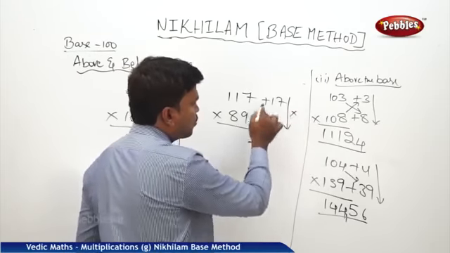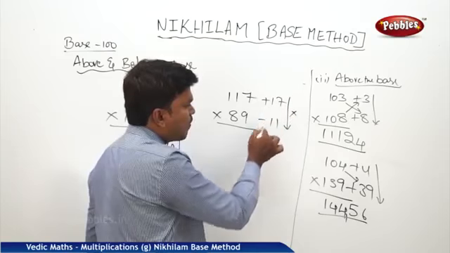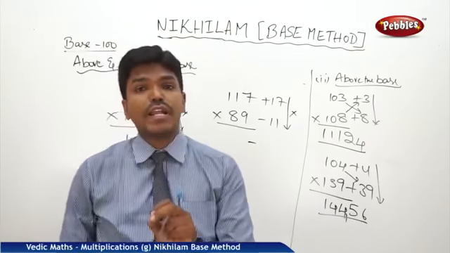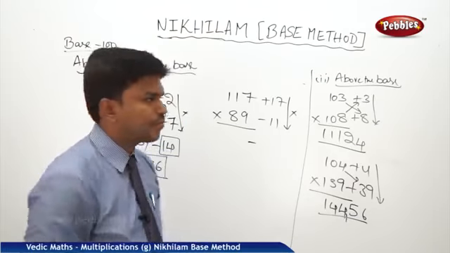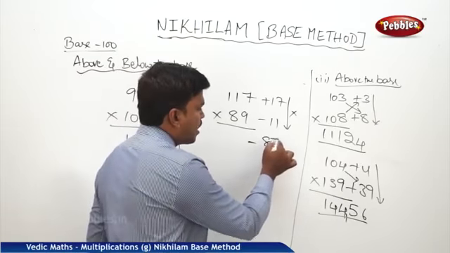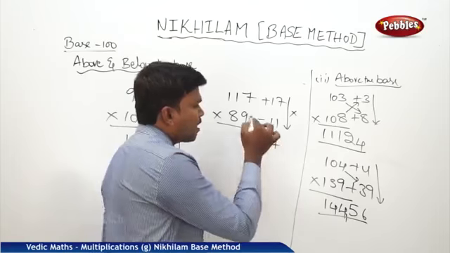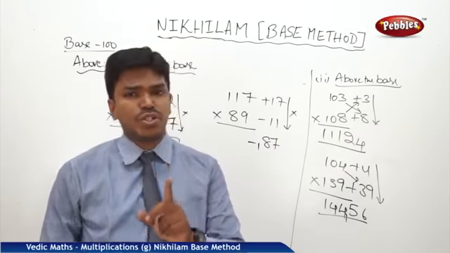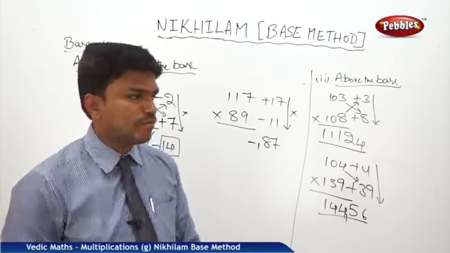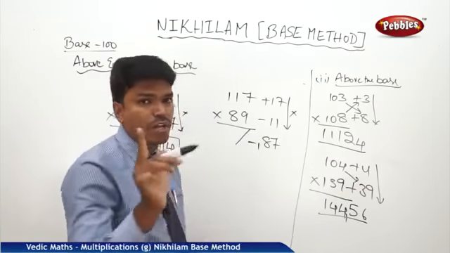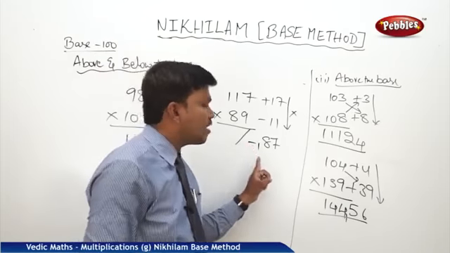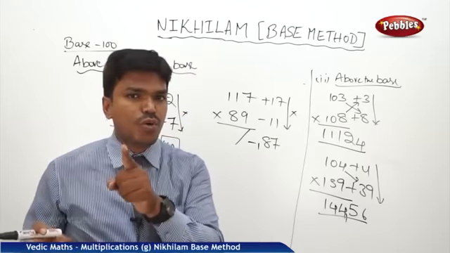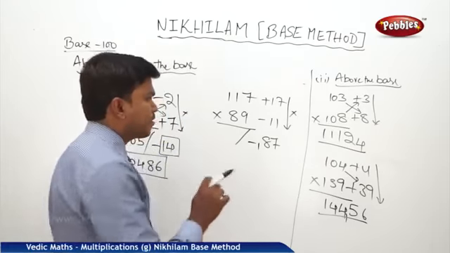You need to multiply these two. Plus into minus is minus. 17 into 11, 187. But 187 means I have to write only 87 here, and 1 will be a carry. But remember, this time the 1 is not a positive carry, it is a negative carry. You need to remember that point very well. The 1 which we are getting in the hundreds place, which we have to carry over to the next number, is a negative carry, not a positive carry.